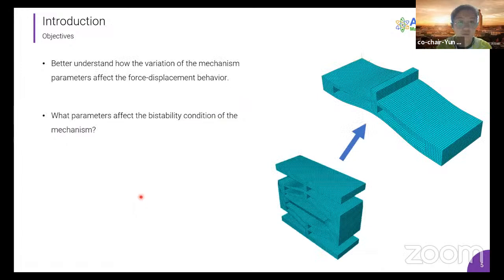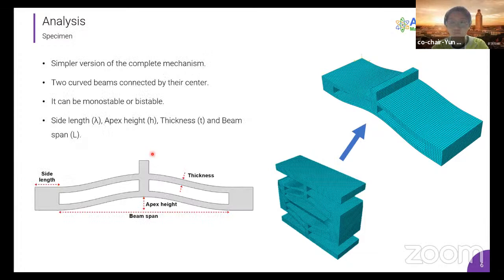The objective of this work is to better understand how the variation of the mechanism parameters affects the force displacement behavior and what parameters affect the bistability condition of the mechanism. Not much work has been found in the literature concerning the in-depth study of these parameters, so this is the motivation of this work. Here is the mechanism used in this work, and it's a simpler version of the complete mechanism shown here.